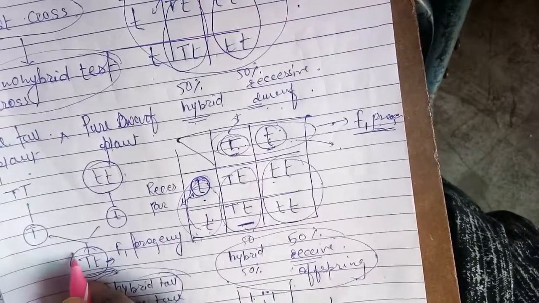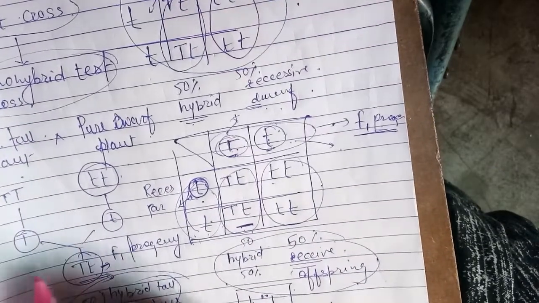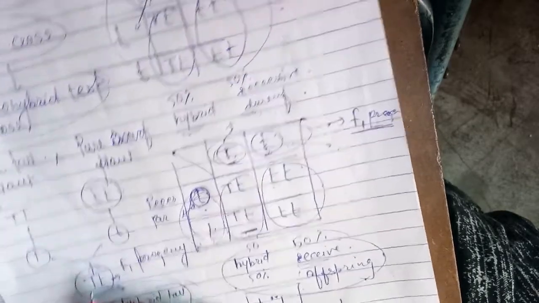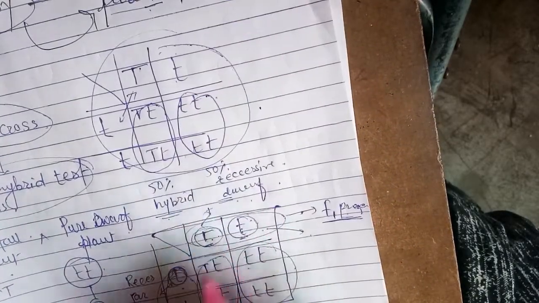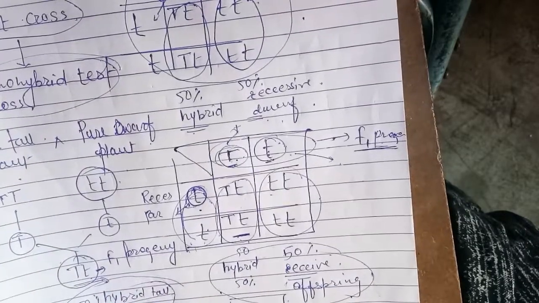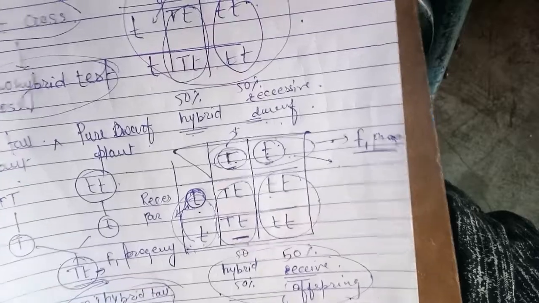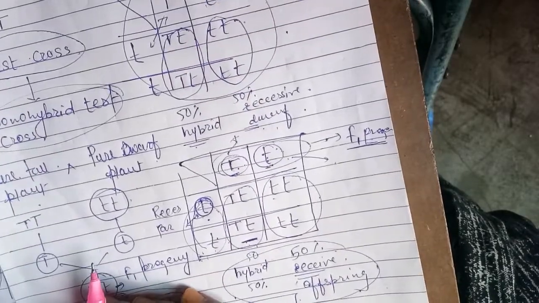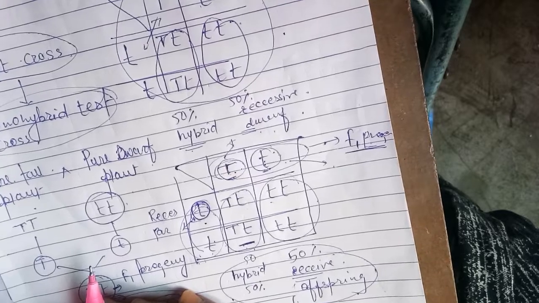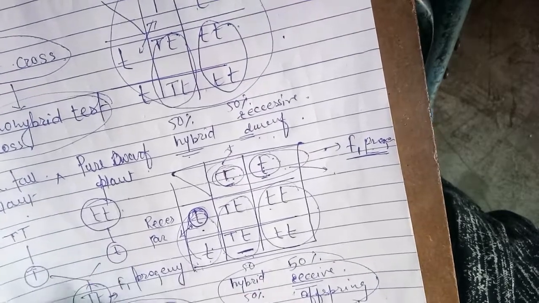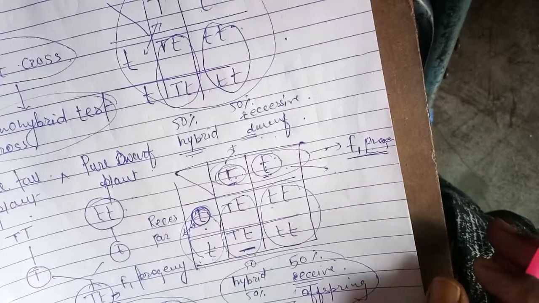But in the back cross, we see 50% hybrid and 50% pure tall plants. It is one of the differences. So we are saying that a test cross is a back cross, but a back cross is not called a test cross.